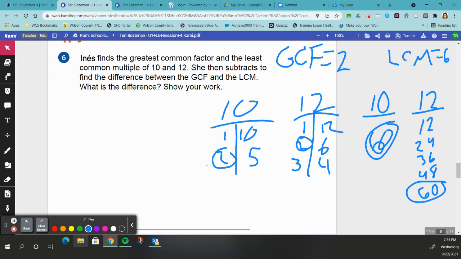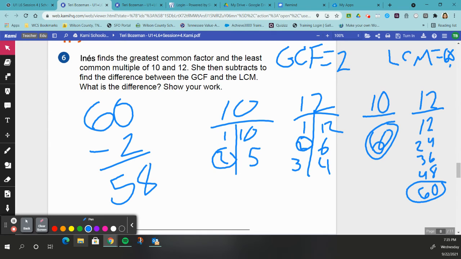And the problem wants us to find the difference between the two. So we're going to do 60 minus 2. So the difference is going to be 58.